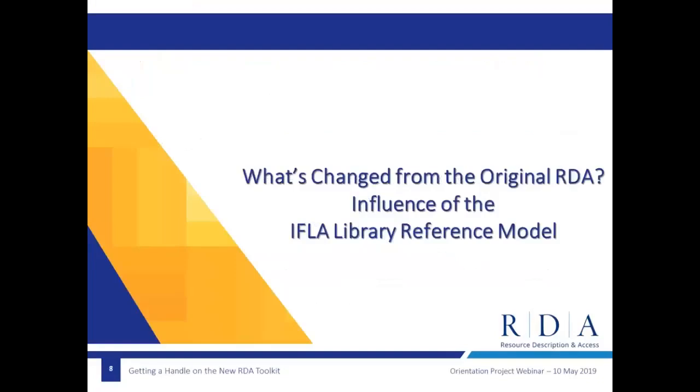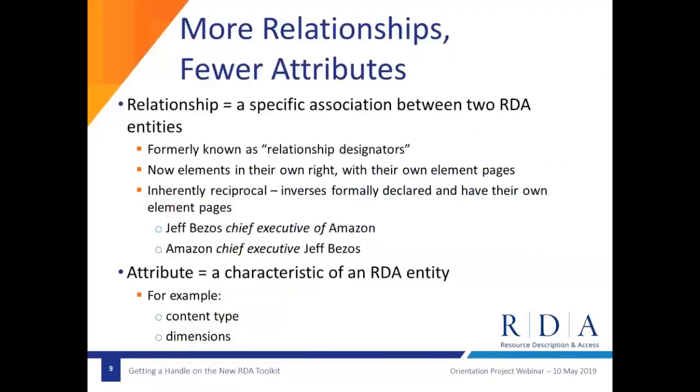I'd like to jump in now into what's changed from the original RDA. First I've grouped this by things that were influenced by the development and publication of the IFLA Library Reference Model, or LRM. First of all, there are more relationships and fewer attributes in the beta toolkit than in the original toolkit.